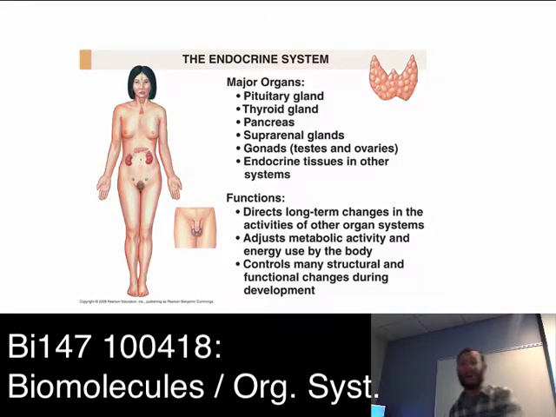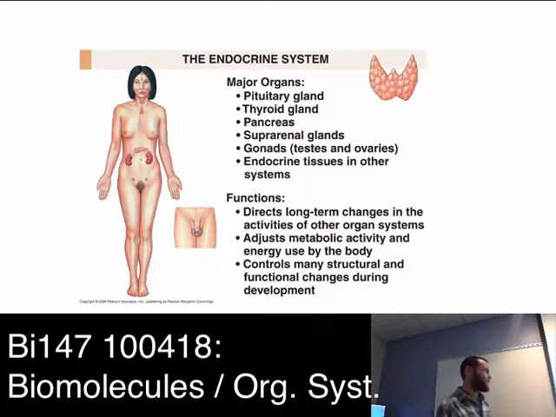And there are actually a bunch of other endocrine tissues found in other systems. So, for example, the kidneys themselves have something called the juxtaglomerular complex, which you are happy to know that we're not going to talk about. And fat tissue in your body also has an endocrine function.